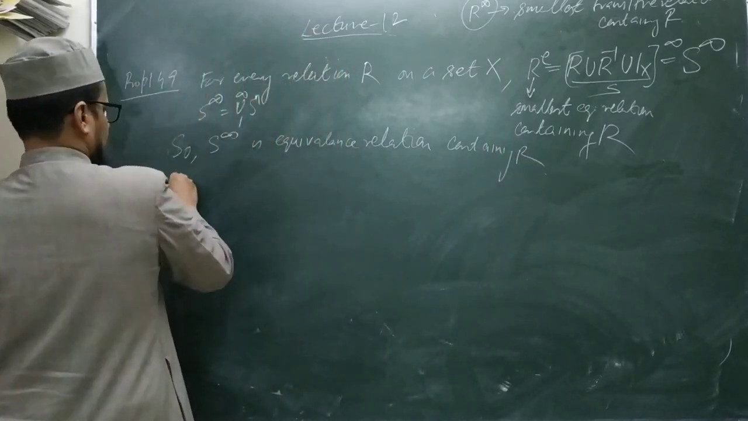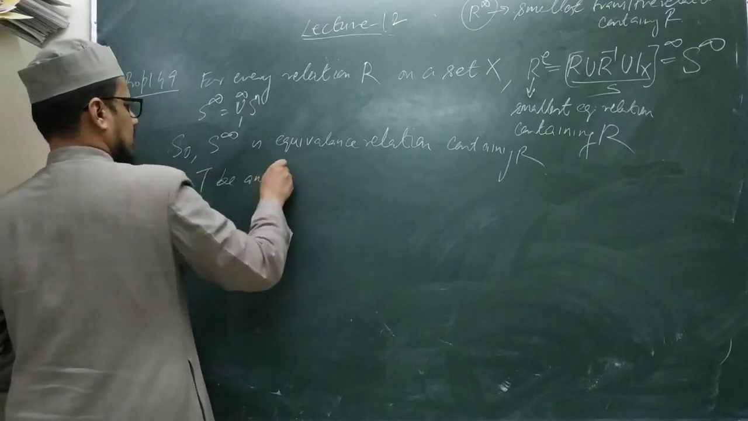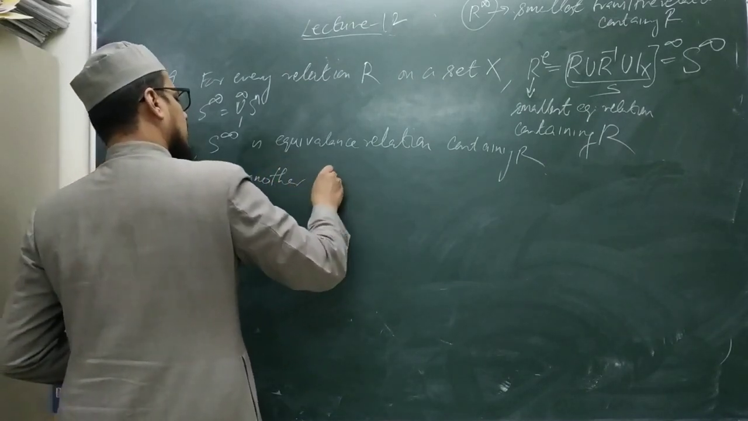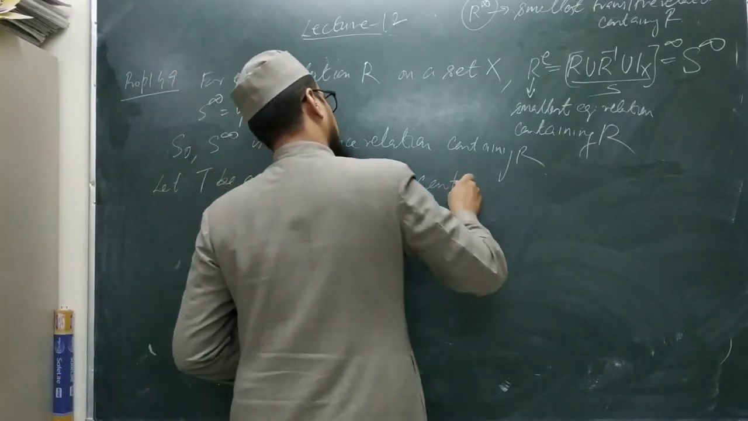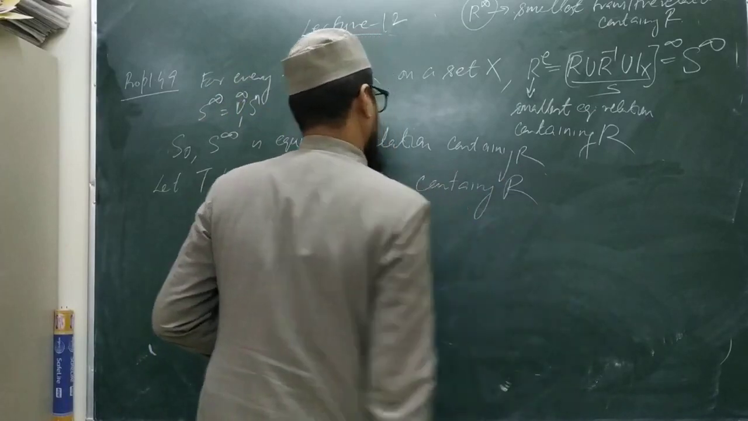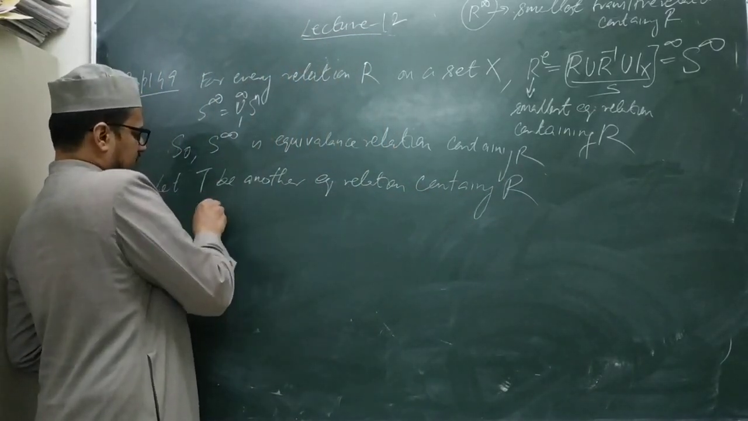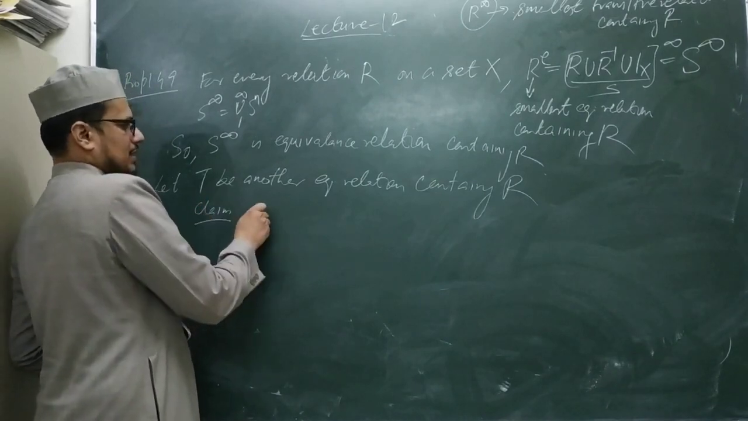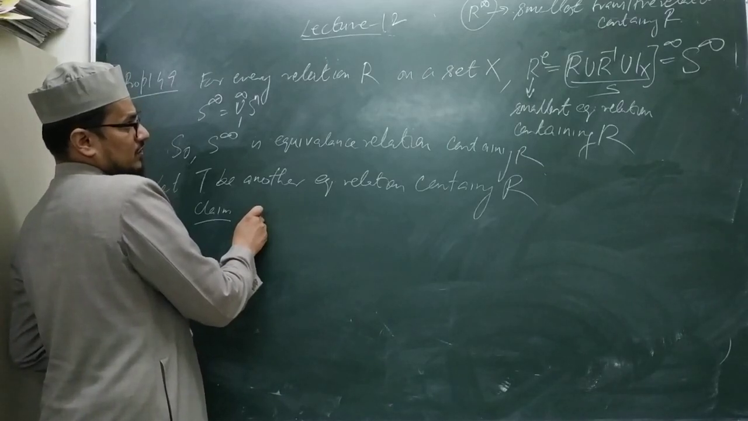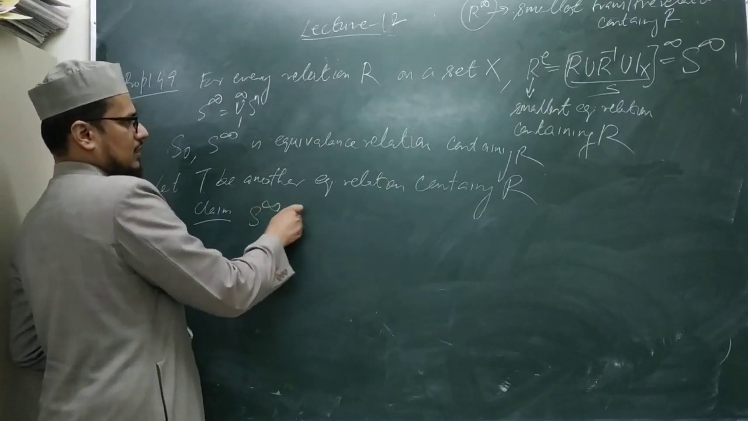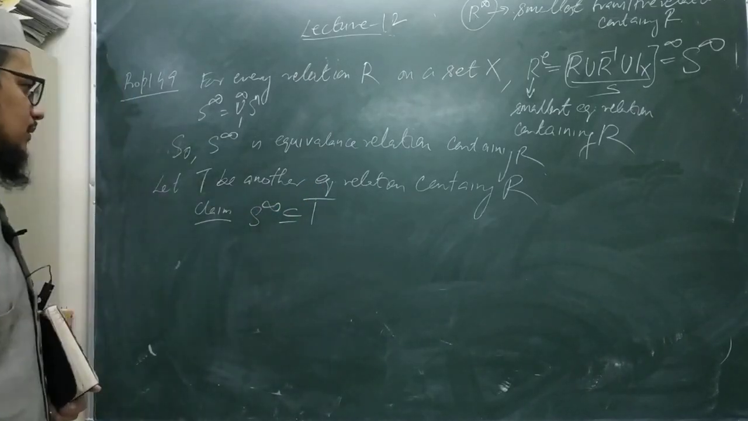Now let T be another equivalence relation containing R. Then what is our claim? The claim is that S infinity is the smallest equivalence relation, which we have to prove. So we have to prove that S infinity is contained in T. Correct?